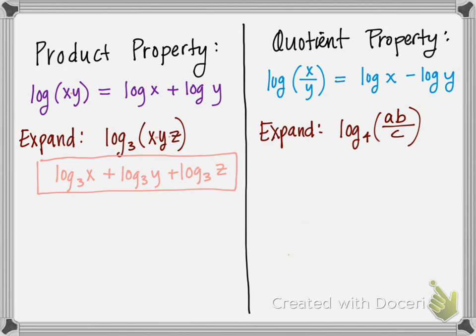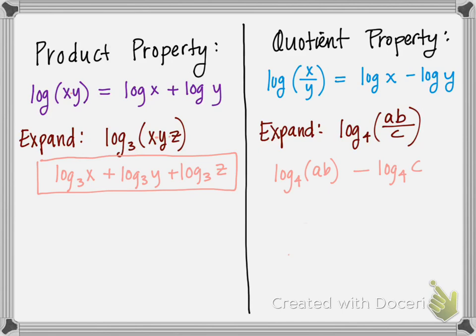The quotient property says if you have division inside the argument, you can expand as subtraction. So in this expression, we have to expand log base 4 of AB divided by C. Notice that the numerator has 2 terms. So when we expand this, I'm going to keep those 2 terms together in the beginning. So log base 4 of AB, and then we're subtracting that because C is the denominator, log base 4 of C.